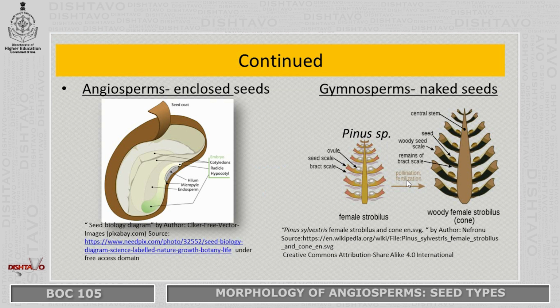In angiosperms, you will find enclosed seeds. That means they are enclosed within the seed coat. And in gymnosperms, you have naked seeds, wherein the seeds are exposed directly to the environment. As you can see in this picture, you have the ovule under which you have the seed scale, which is covering from the base of the ovule, and then you have a bract scale, which is seen in the female strobilus of Pinus species.